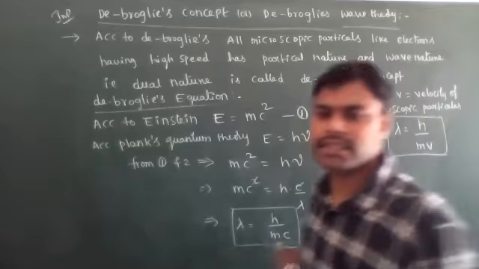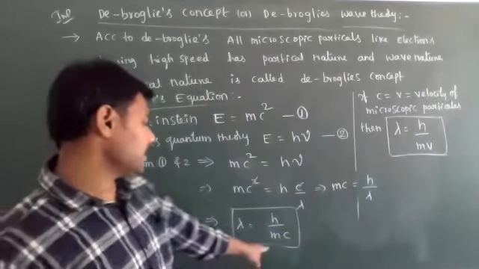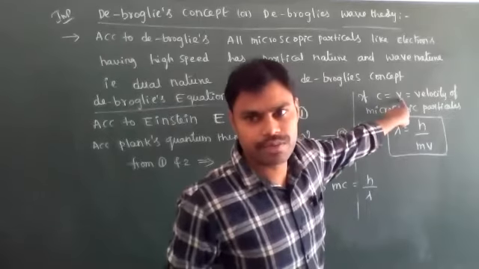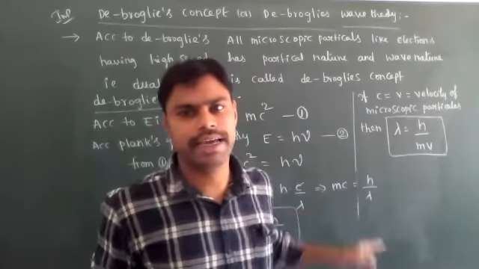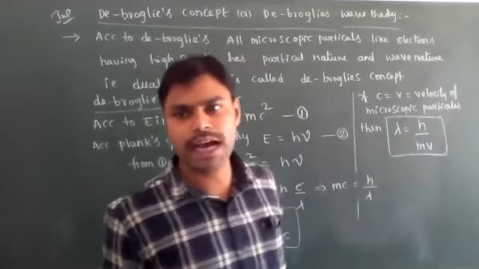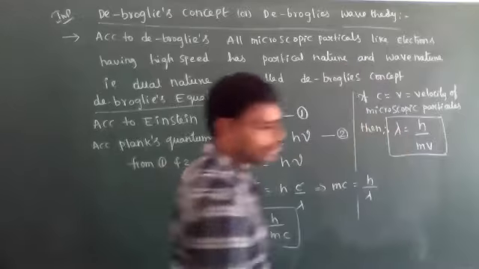But c means velocity of light. In the case of microscopic particles, the c is also considered as v, meaning the velocity of microscopic particles. So in place of c I introduced v. Therefore, lambda is equal to h by mv.